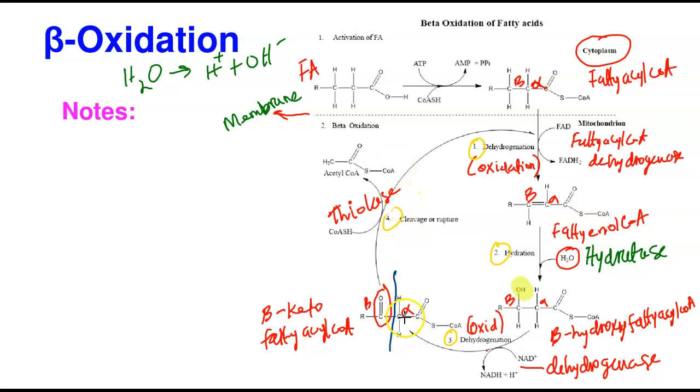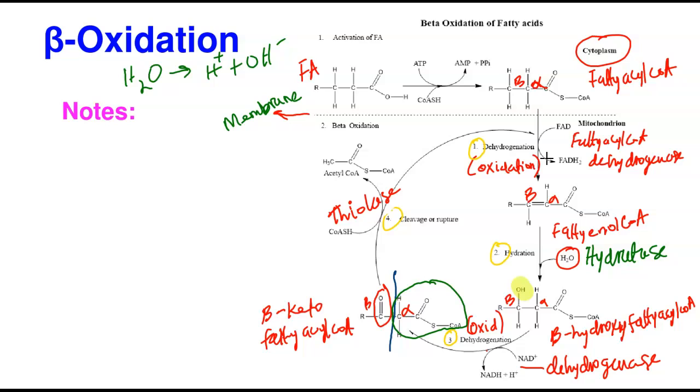It is breaking the bond between the alpha and beta carbon to release, look at what it's releasing, acetyl-CoA. And then it is also attaching another coenzyme A to the remaining carbon. So the remainder will now get another attachment to form another activated fatty acyl-CoA. And the process continues. This is what we call the beta oxidation or the fatty acid spiral.